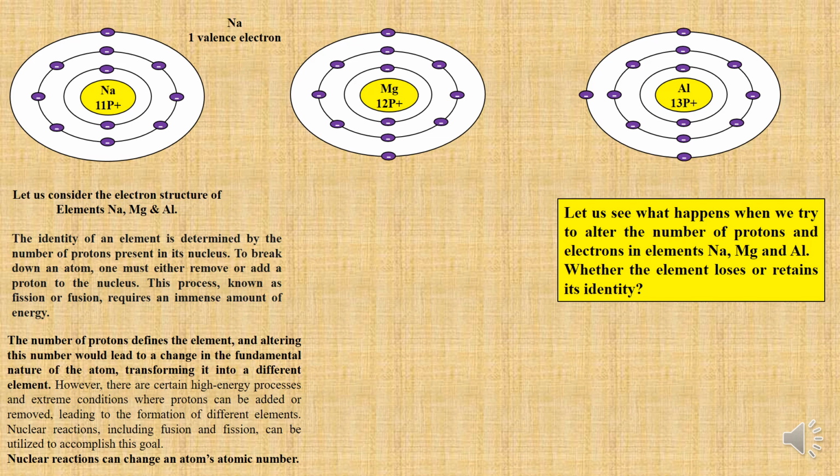Sodium has one valence electron, magnesium has two valence electrons, while aluminium has three valence electrons.